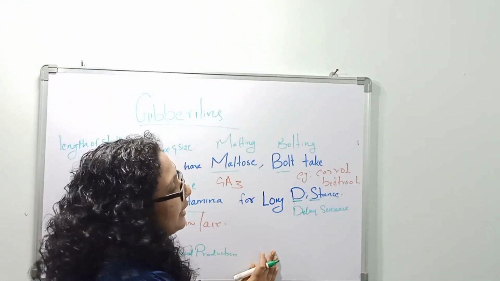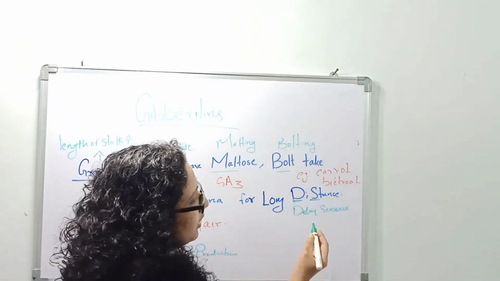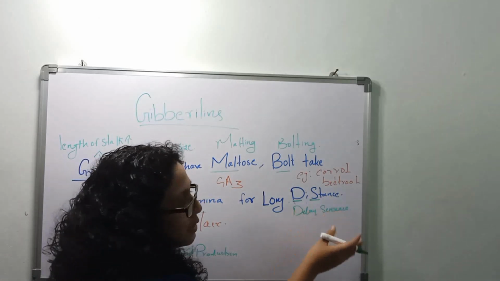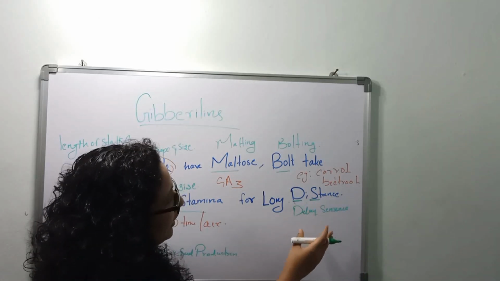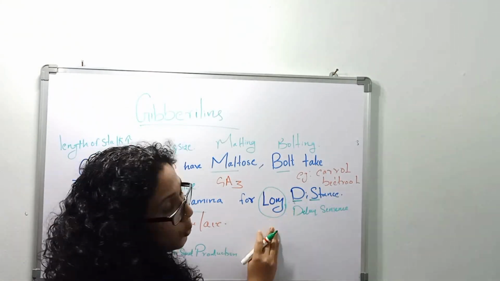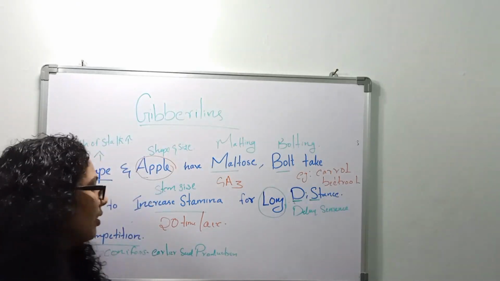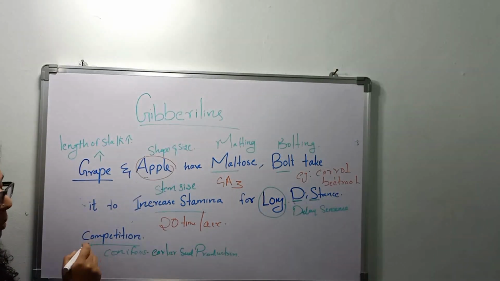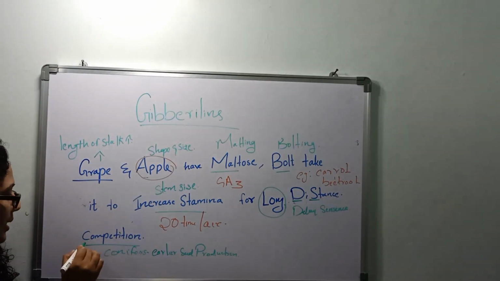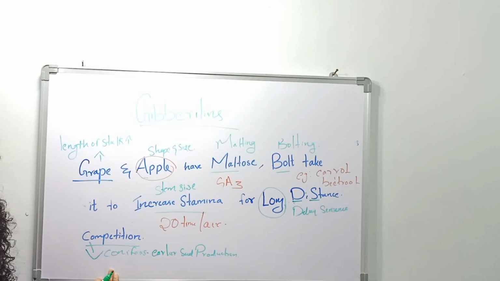The next word in the mnemonic is long distance. The distance stands for delay in senescence. So by the action of gibberellin we can provide long shelf life, so we can increase the marketing period of ripened fruit. And the next function is earlier seed production in conifers. This C stands for earlier seed production in conifers.